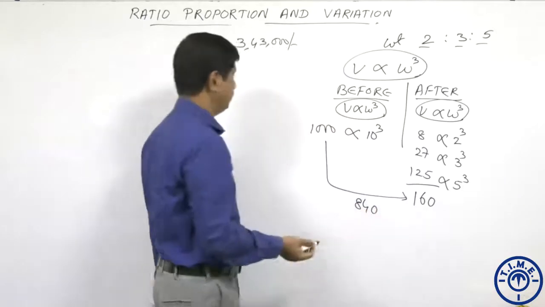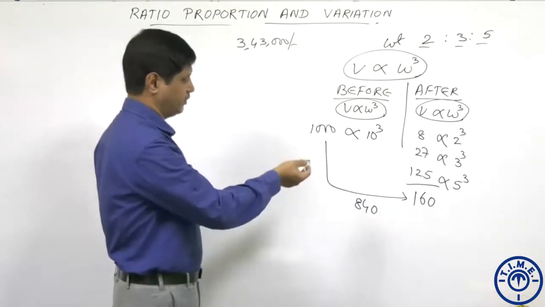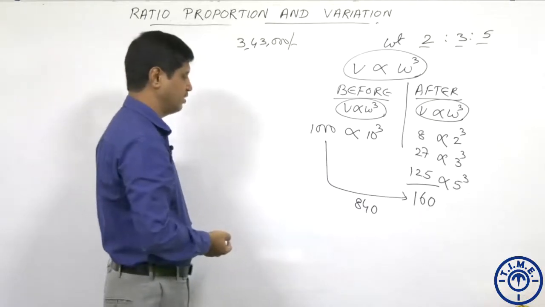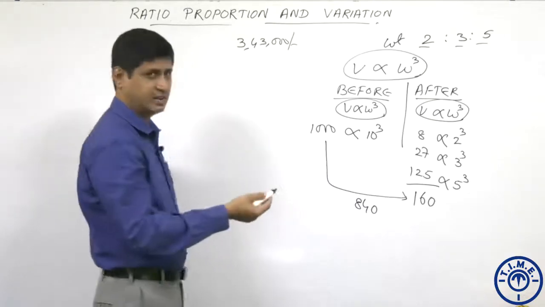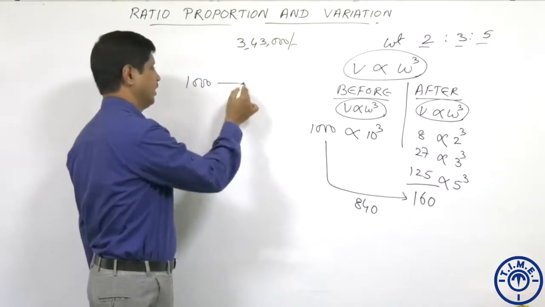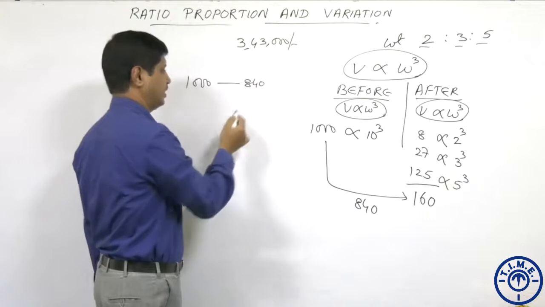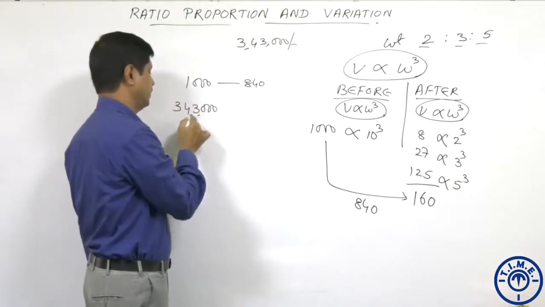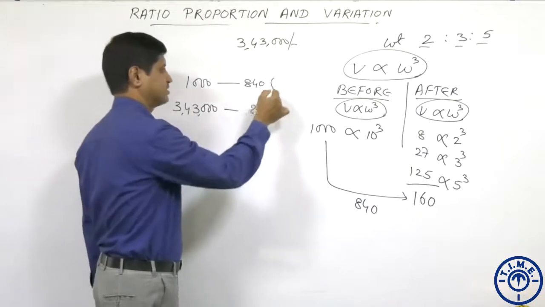840. When we assume by using the weights here, what about the difference in the values? What is the loss due to breakage? Out of 1000, the loss is 840. Now, when the value is 3,43,000, then what about the loss?